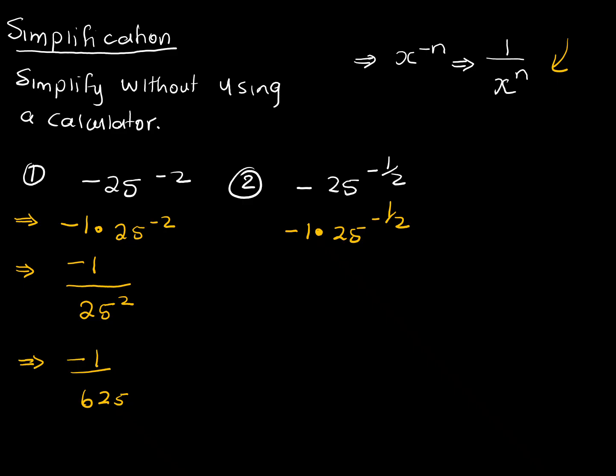So we leave the minus 1 on top. This is step number 1. This is step number 2. So we leave the minus 1 on top. Everything is divided by the 25 to the power minus 1 over 2. We need to make it a positive exponent. So when we make it a positive exponent, it's going to go down to the bottom. So the sign changes. So this will be 25 to the power 1 over 2. The sign changes to positive.